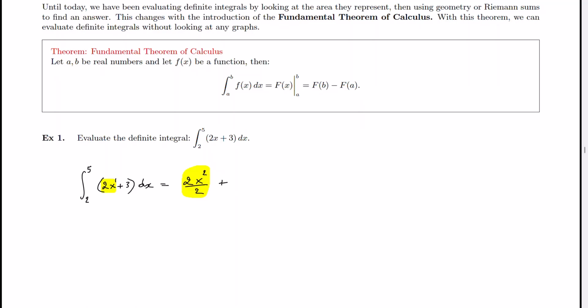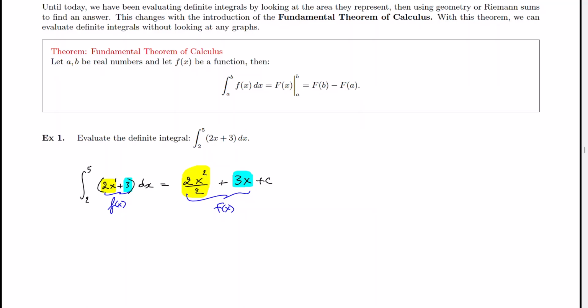Next I have the 3, and what is the antiderivative of 3? So the antiderivative of 3 is just simply 3x, again using what we learned at the beginning of this chapter. So this is what we typically call the big F of x, and this is what we call the small f of x. Usually, we also add a plus c at the end, but we'll see in this problem that putting the plus c here is really not required because it's going to cancel out.